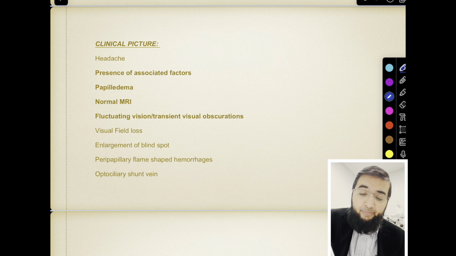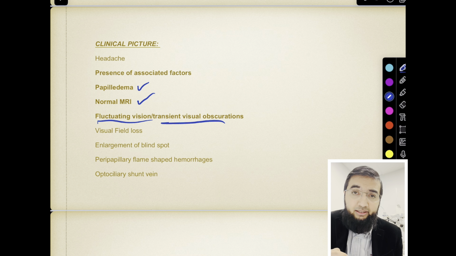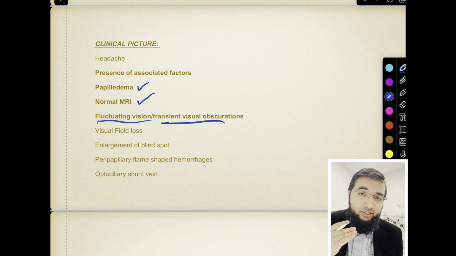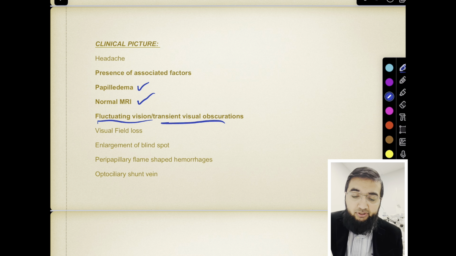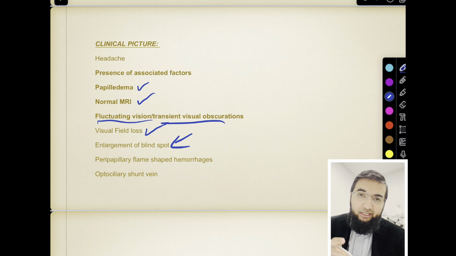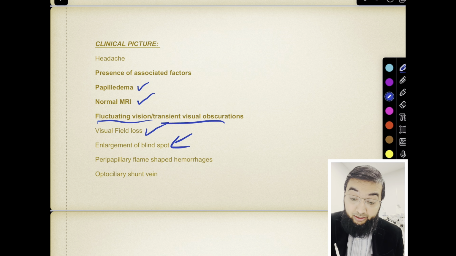Then comes papilledema. You will see the nerve swelling, a normal MRI, and fluctuating vision. This is what this patient was coming with: doc, my vision is fluctuating. Sometimes it's good, sometimes it's bad. Today is 20/20. Visual field loss, this patient had that. Enlargement of blind spots. So when you are checking the visual field, look at the blind spot and see whether it has enlarged or not, based on the field deficit that you can see from there.